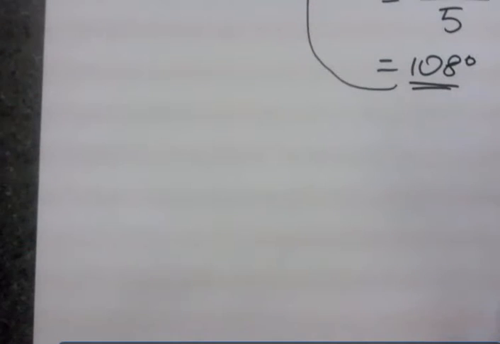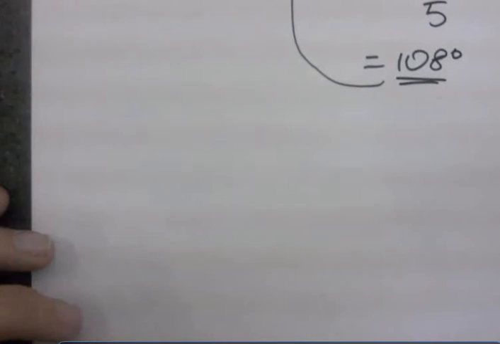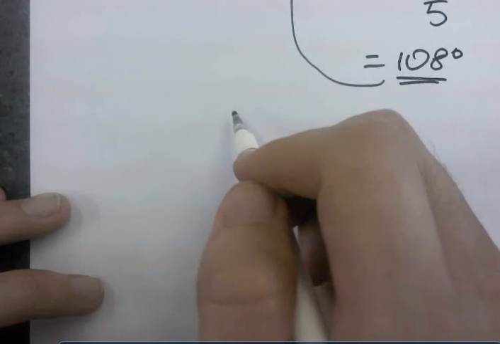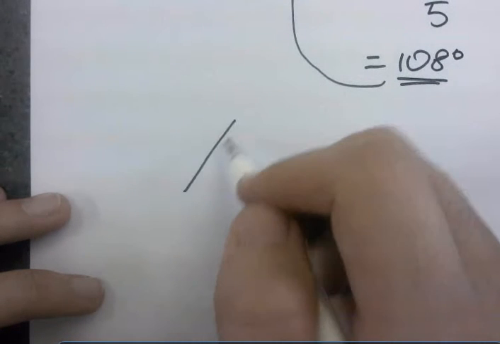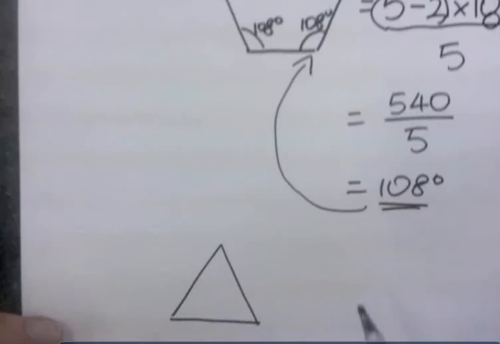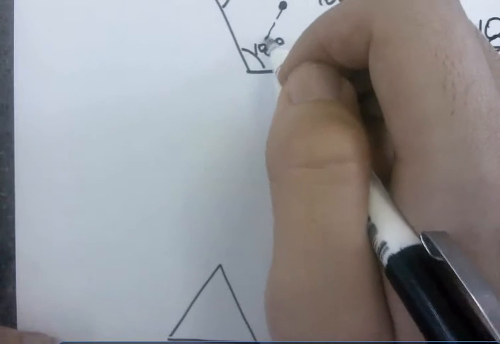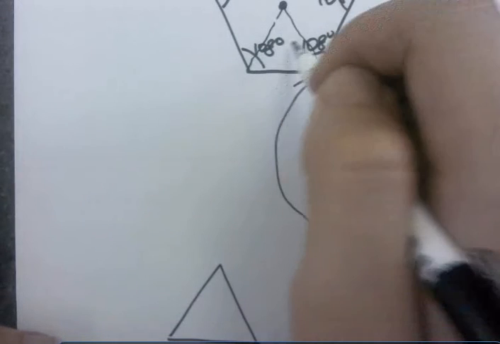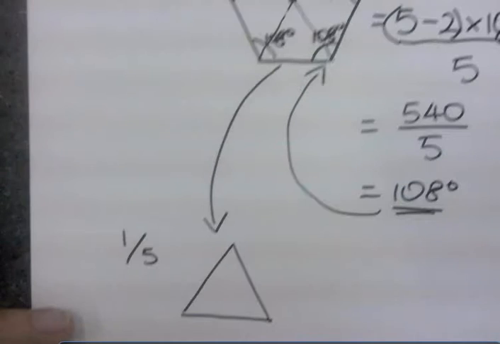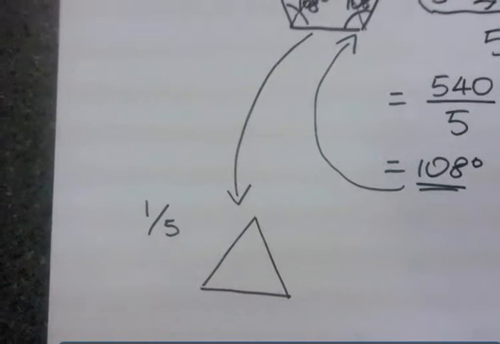The thing I want to cover right now is how to find an area. So one way of doing it would be finding a section of a pentagon. So if I take 1/5 of a pentagon, that should be a triangle that you'll be seeing.